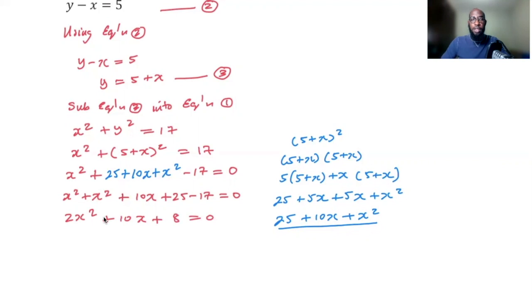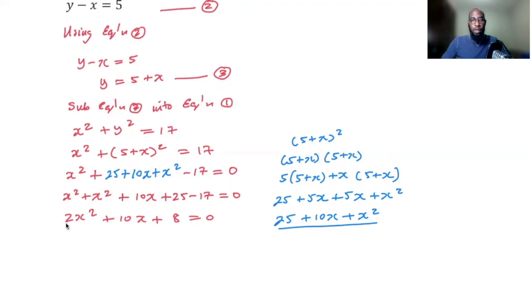So group like terms and simplify, you get this. You can move from here straight to here. All right. So x squared plus x squared is 2x squared. You write down 10x, because there isn't a like term to add or subtract, positive 25 minus 17 is plus 8. And all that is equal to 0. So you could have gone from here to here if you wanted.